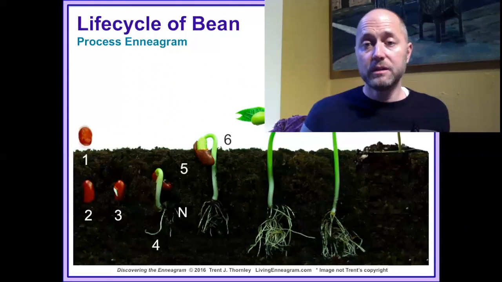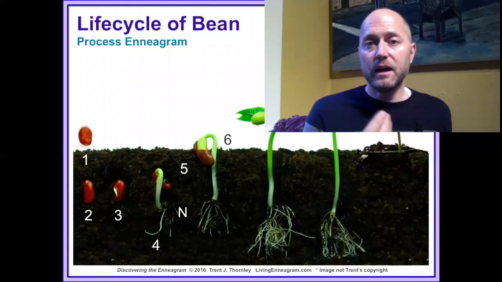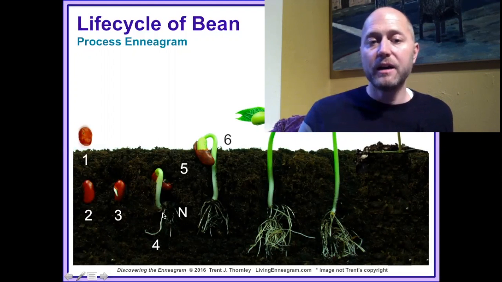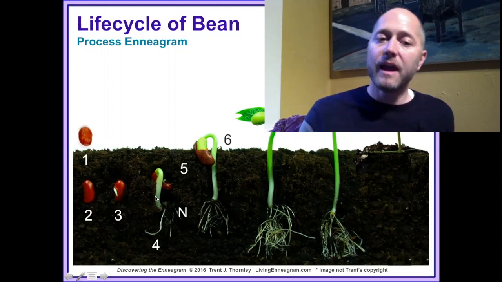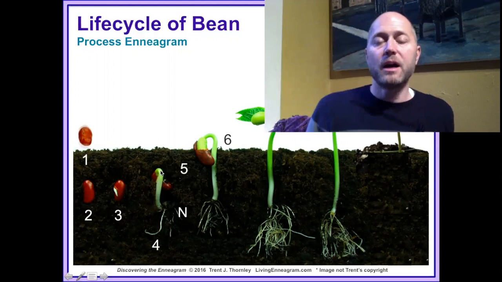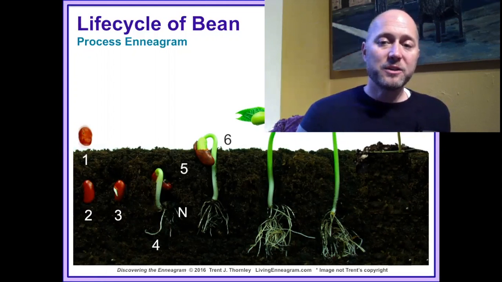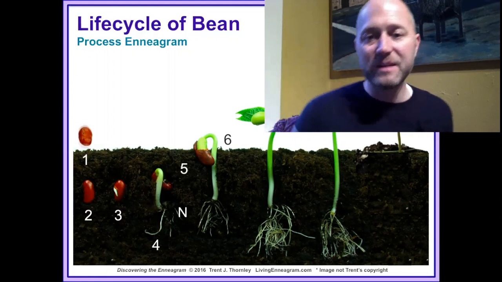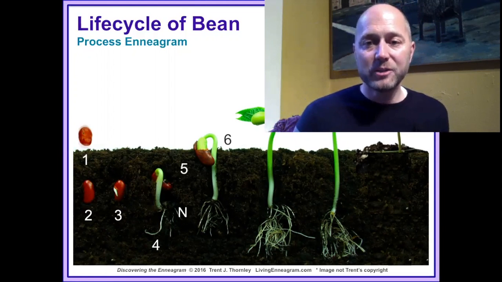The seed completely dissolves. Now there's a food source also in the seed that's being used up by the root as it's rooting down, and by what's called the shoot, which is at point 5. It's shooting up to find a new source of energy. So what's also happening at the nadir of the Enneagram for the life cycle of the bean is quite interesting.